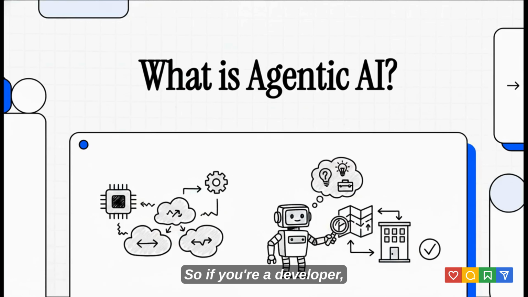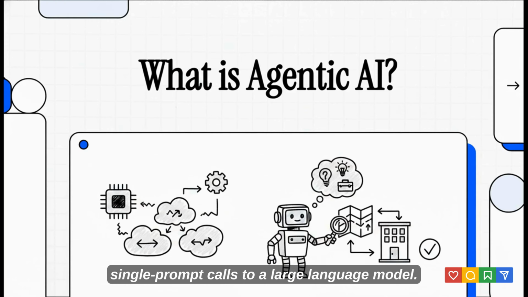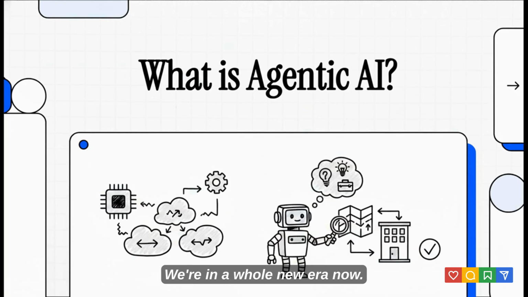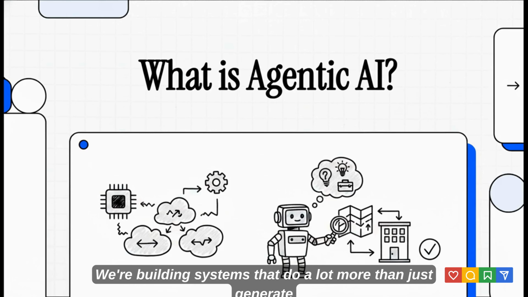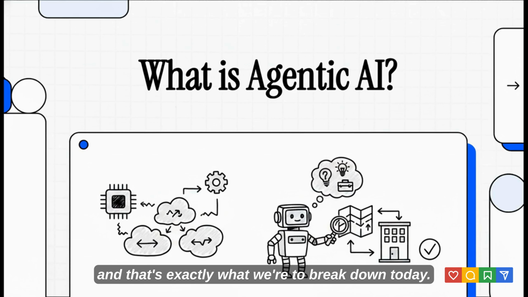So if you're a developer, you know we've moved way beyond just making simple, single-prompt calls to a large language model. We're in a whole new era now. We're building systems that do a lot more than just generate text. We're building autonomous, goal-oriented AI that can actually take action. This evolution is called Agentic AI, and that's exactly what we're going to break down today.